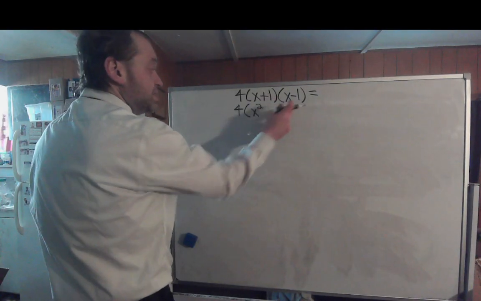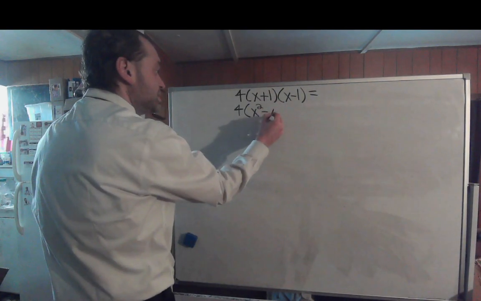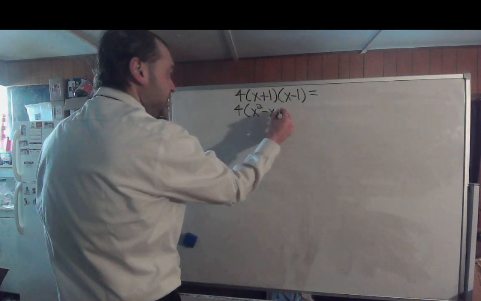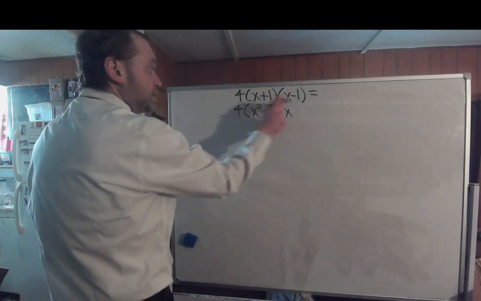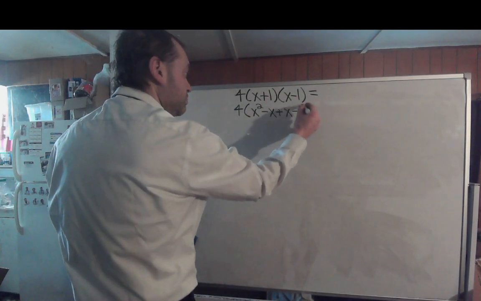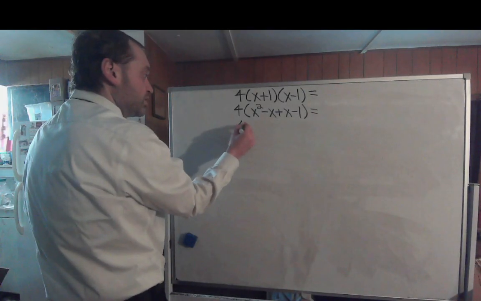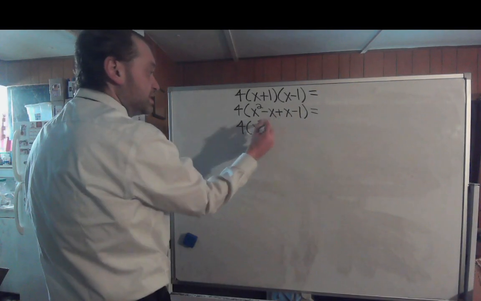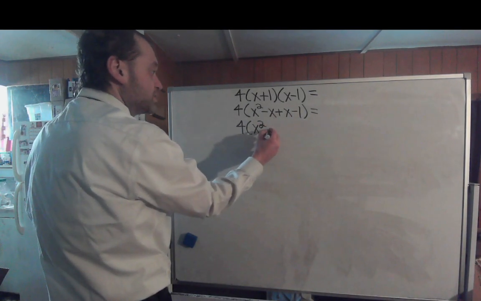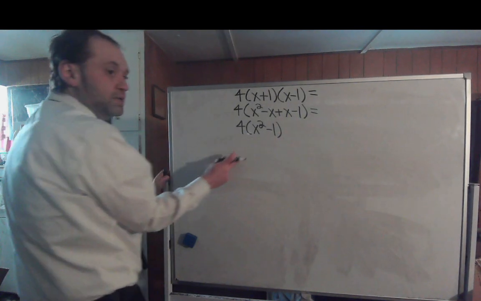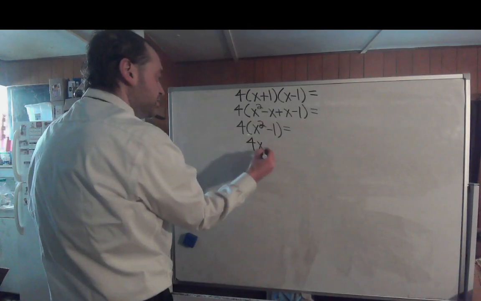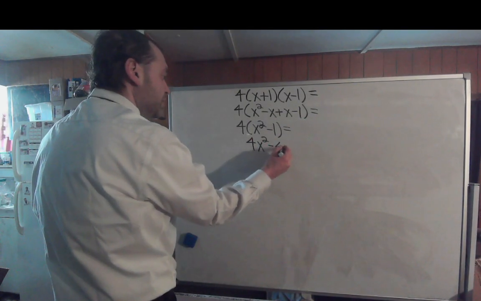Then x times negative 1, that's going to be minus x. Then you have 1 times x, so that's plus x. 1 times negative 1 is minus 1. So this would turn into 4 times the quantity of x squared. Negative x plus x will cancel out the x terms, but you still have the minus 1. So you'd have 4 times x squared minus 1, which would simplify into 4x squared minus 4.